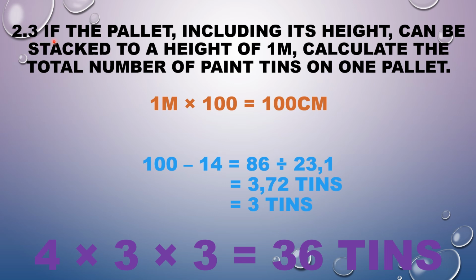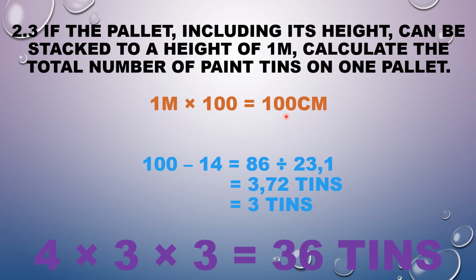Question 2.3 says, if the pallet, including its height, keep in mind from previous questions, the height of the pallet was 14 centimeters. So let's go again. If the pallet, including its height, can be stacked to a height of 1 meter, calculate the total number of paint tins on this pallet. Okay. So 1 meter, let's convert to centimeters. 1 multiplied by 100 gives me 100 centimeters.